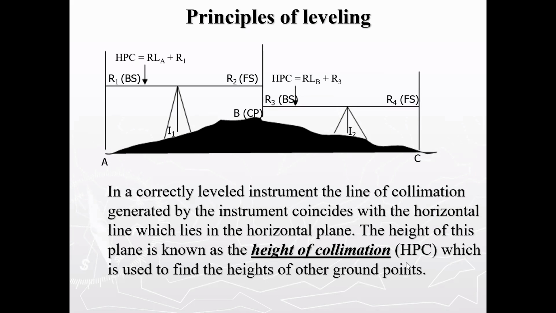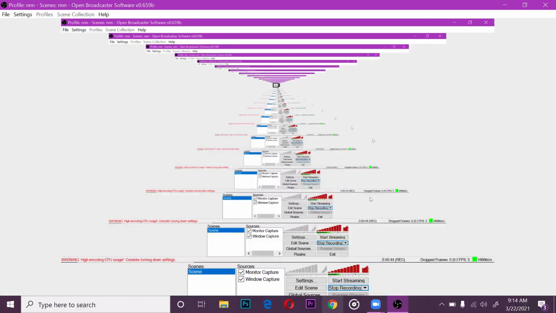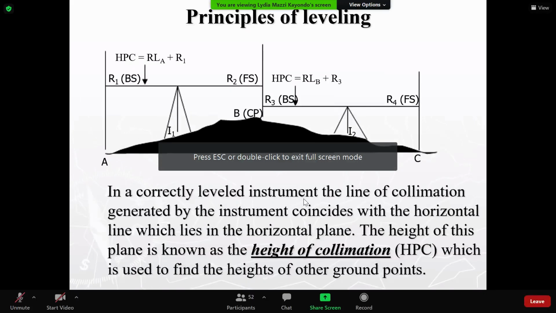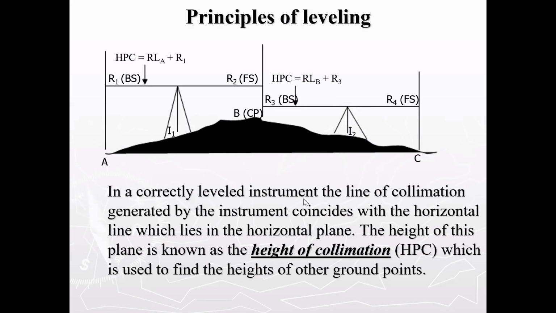And therefore, for us to establish the reduced level of that line of sight, or to establish the height of collimation, we shall add our staff reading R1 onto the reduced level of point A. Of course, we have defined our reduced level of point A with reference to an agreed datum. It could be mean sea level or any other datum. So the HPC, which is the height of collimation, will be equal to the reduced level of A, elevation of A, plus the staff reading at point A, which is R1.